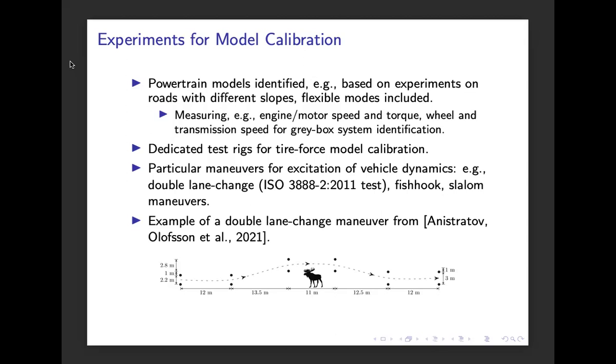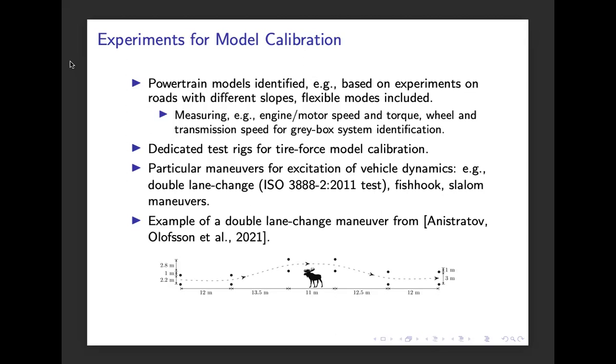So it could be, for example, measuring the engine or motor speed and torque, the wheel and transmission speed, and doing some kind of gray box identification for determining the parameters that we need in the models. And then when it comes to tire force measurements, there are dedicated test rigs, typically equipped with quite a few strain gauge sensors, so that you can measure the forces both along the longitudinal and the lateral directions, at the same time as you can measure the slip and in which direction you have the forces.